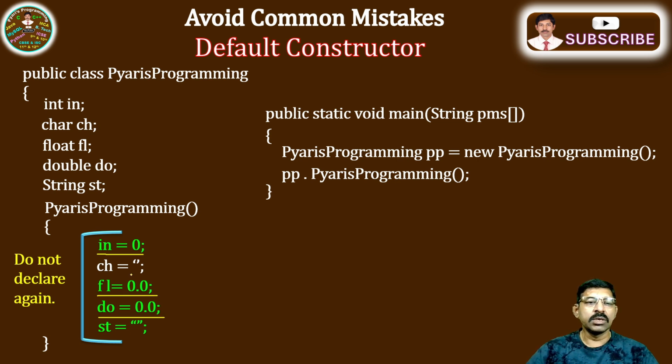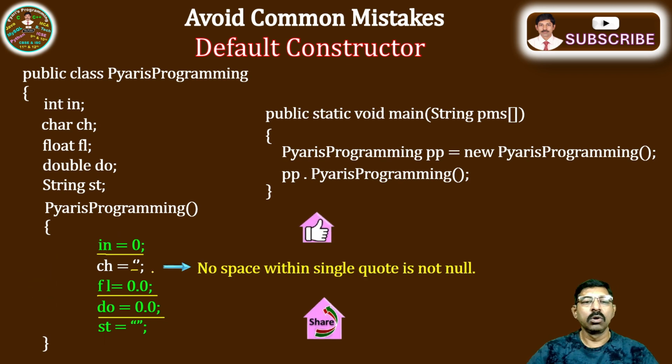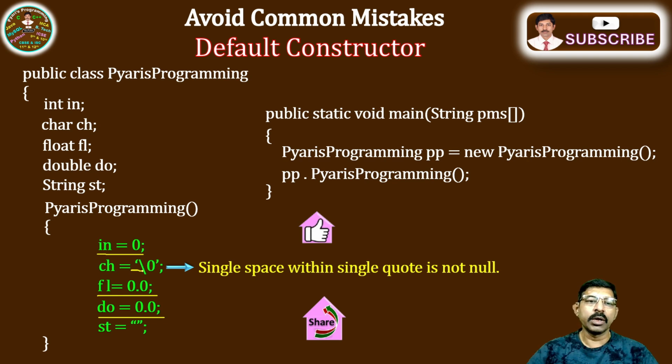But can you see ch is equal to empty single quotes? It is not allowed. No space within single quotes is not a null. It is not called null. It's not a default value. So how to give? Let's see. We can give a space inside it. But space is a character. It is not a default value. Hence, the proper mechanism is \0 for ASCII and lowercase u followed by four zeros for Unicode.